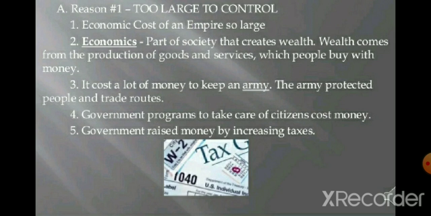Government raised money by increasing taxes. The government increased the taxes that are to be paid by the people. So the increasing of taxes created many problems in Rome.